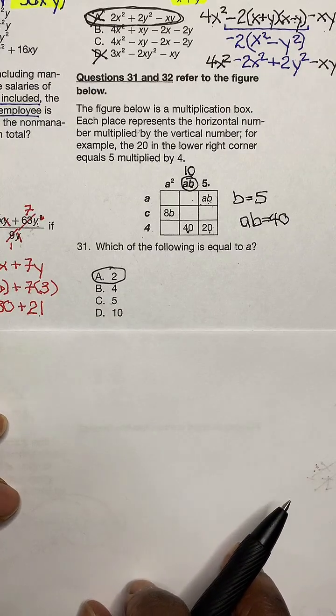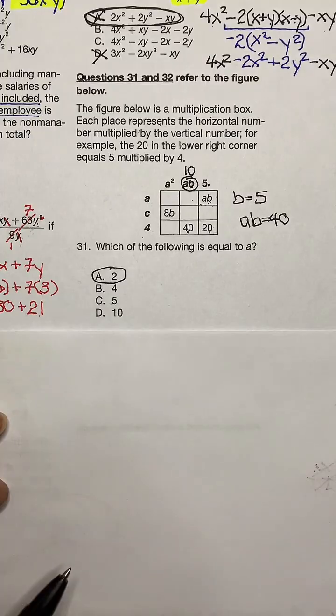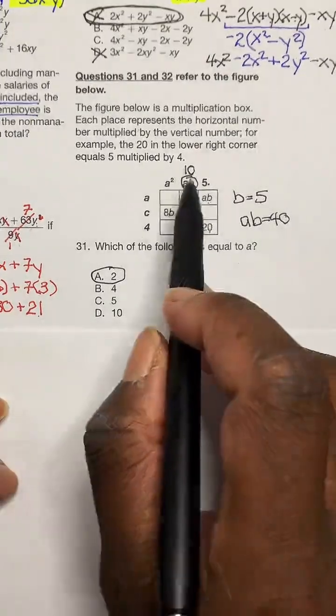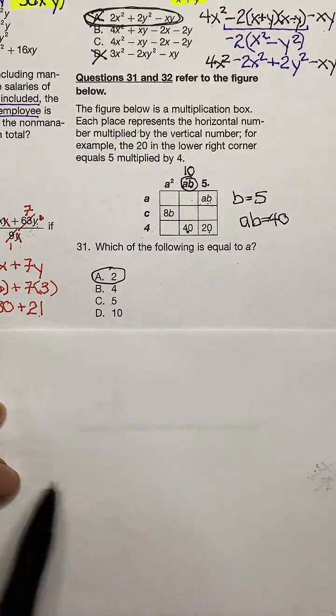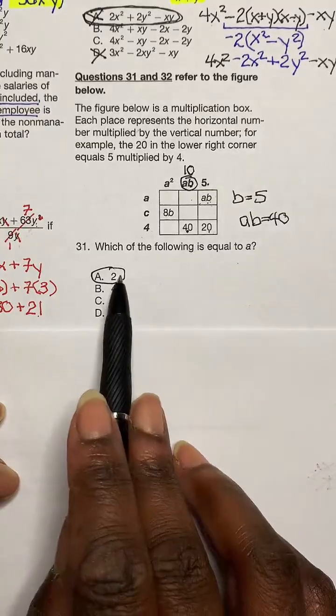Interesting though. Okay, so AB is 10. And in order for me, because we have that repeat of B's, B has to be 5. So that means A has to be 2.